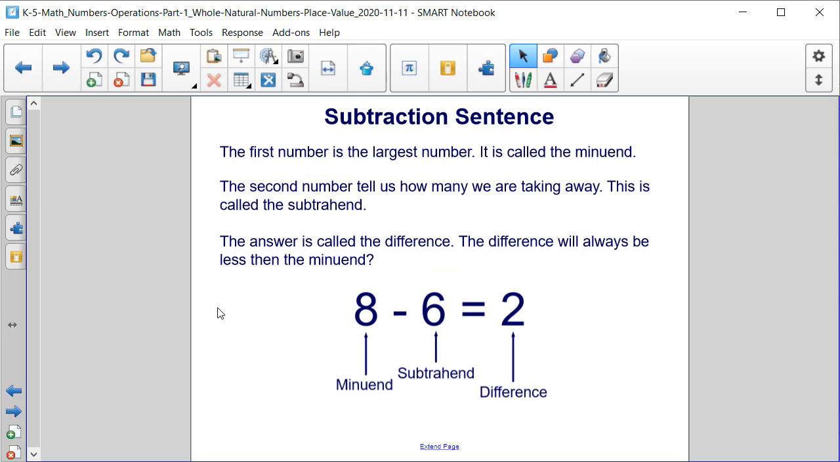In a subtraction sentence, the first number is the largest number. It's called the minuend. The second number tells us how many we are taking away, and this is called the subtrahend. The answer is called the difference. The difference will always be less than the minuend. In our example, we have 8 minus 6 equals 2, and we can see how 2, the difference, is definitely less than the minuend of 8.